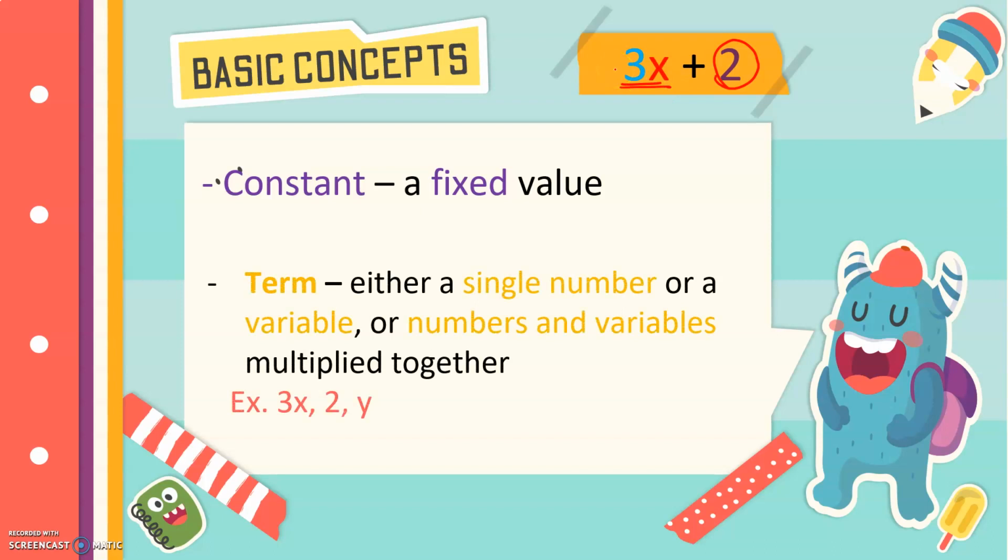Then in an expression, we have what we call a term. A term is either a single number or a variable, or numbers and variables multiplied together. Examples are 3x, 2, and y. In this expression, we have two terms, and those are 3x and 2. Terms are usually separated by the operations addition and subtraction.